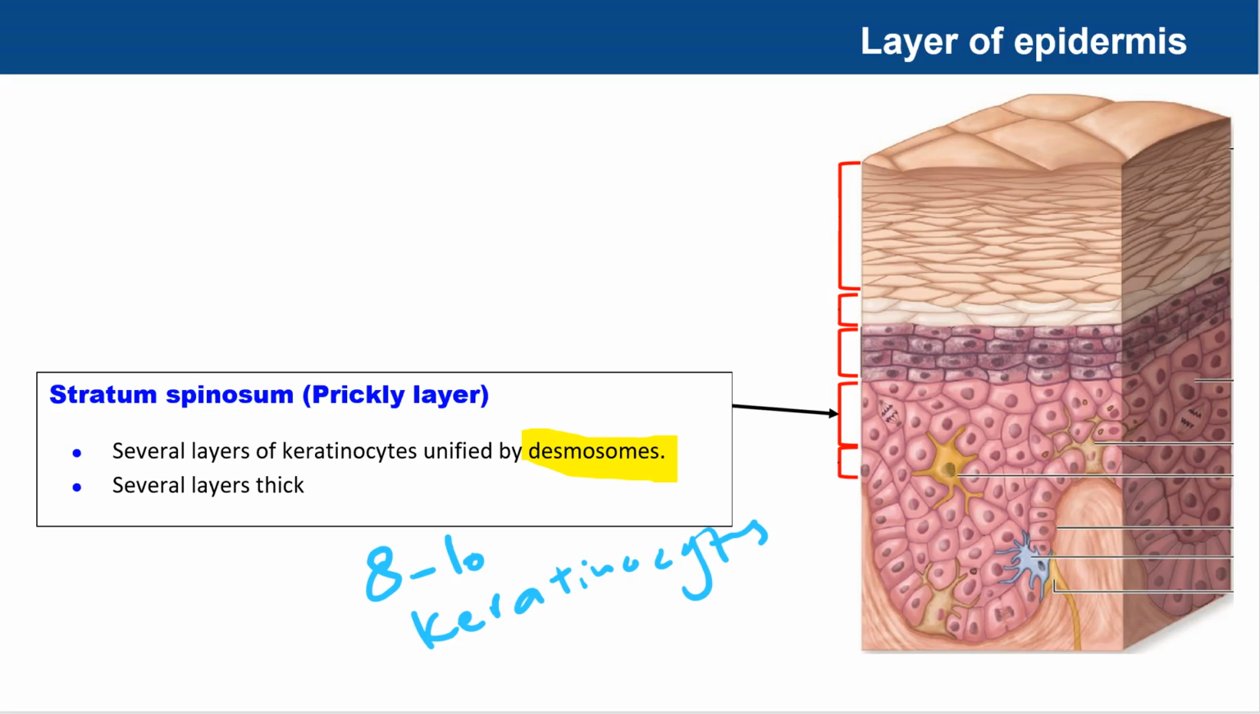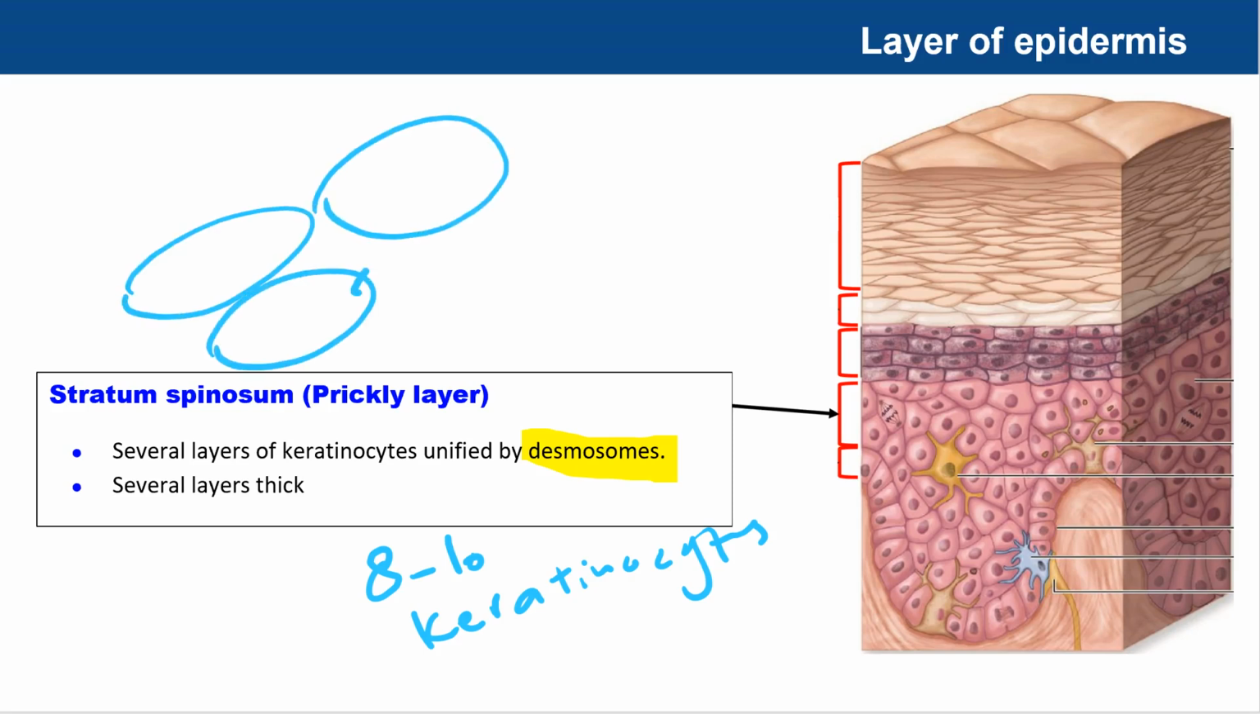This skin is subjected to a lot of abrasion and a lot of mechanical stress. The desmosomes, which are connecting junctions, help to hold the cells together during such stress. So we can see a lot of desmosome junctions between these cells.